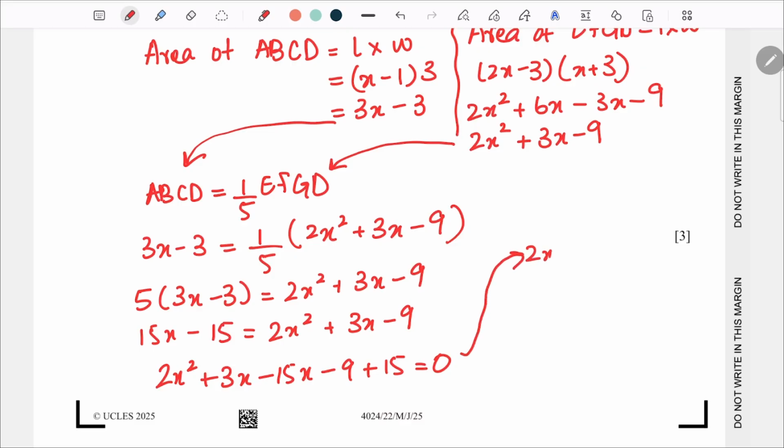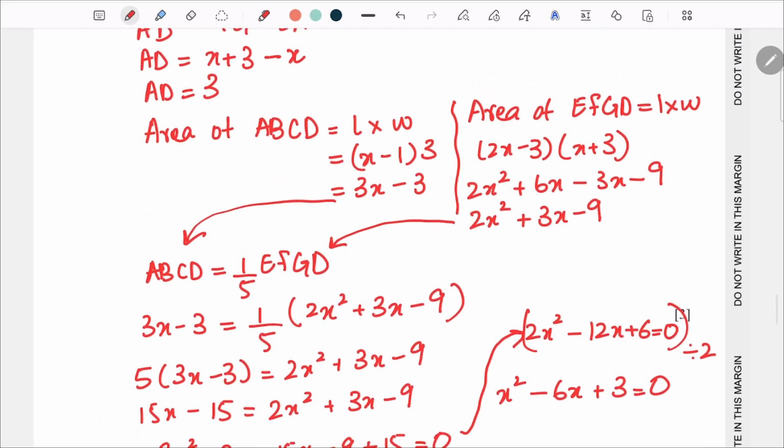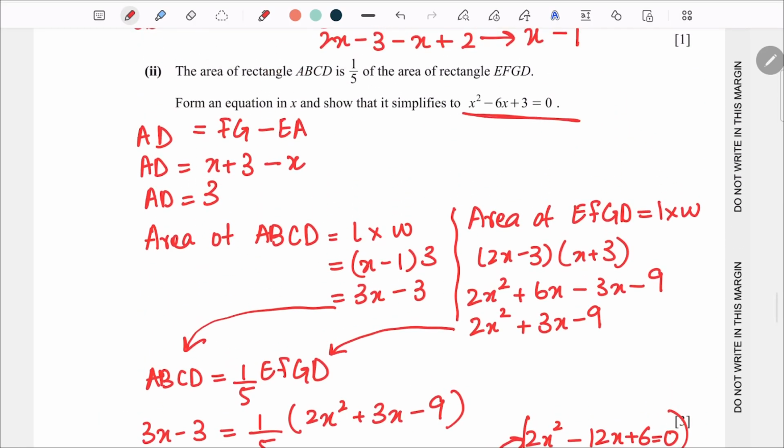This can be simplified to 2x squared minus 12x plus 6 is equal to 0. All of these terms are divisible by 2. So when we divide the whole equation by 2, we'll get x squared minus 6x plus 3 is equal to 0, which was the statement that we had to prove in the question.